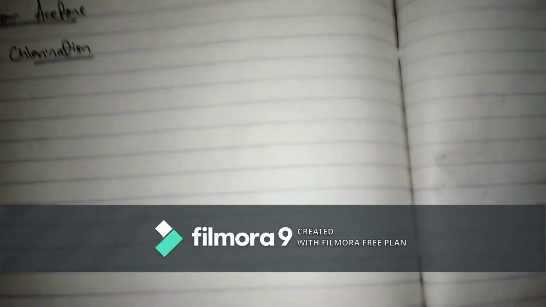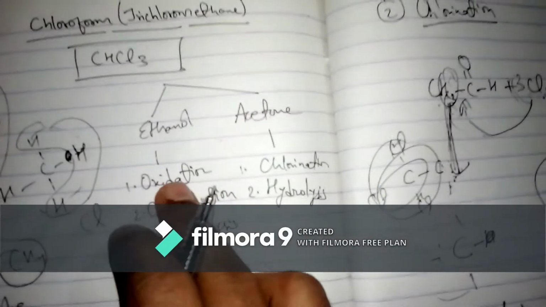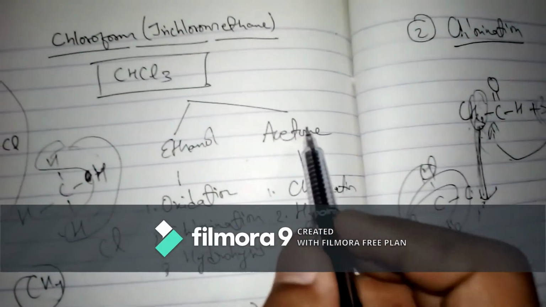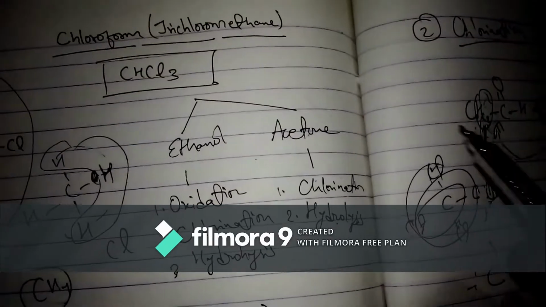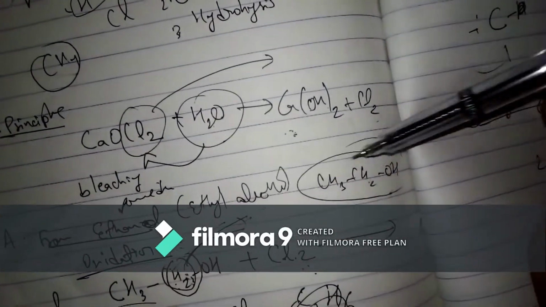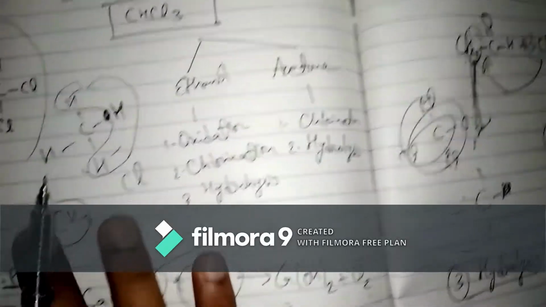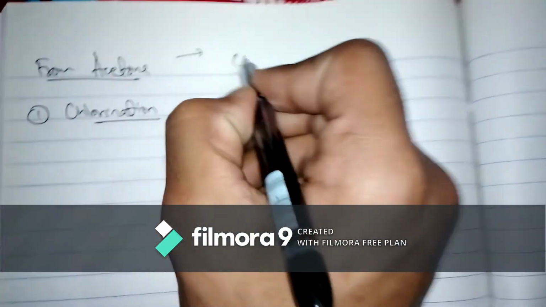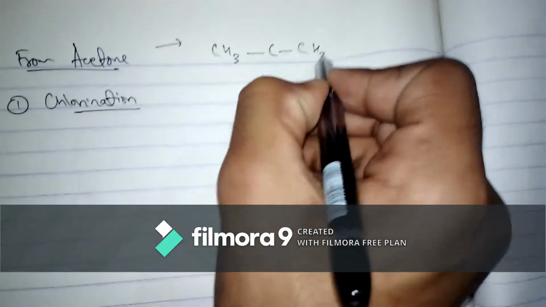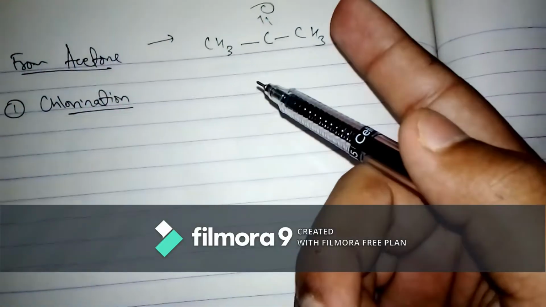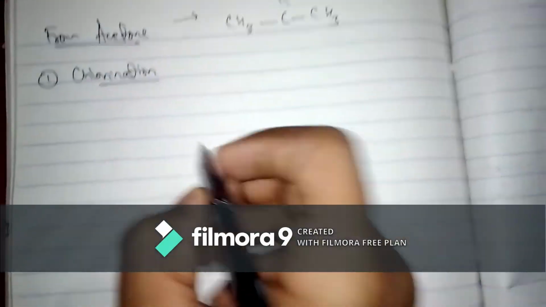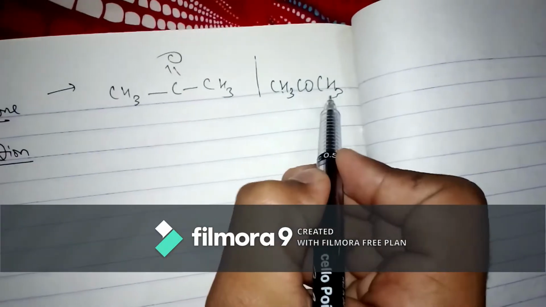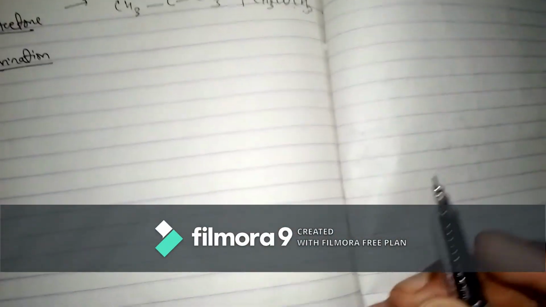So we know that in acetone there is no oxidation, directly chlorination and hydrolysis. So first of all chlorination occurs, but before that we need to remember the structure of acetone. We remember the structure of ethanol, and in a similar way we need to remember the structure of acetone. Acetone is actually much easier to remember. It is simple: CH3COCH3. This is the real structure which we will be using, but for remembering it is just CH3 on both sides, just add CO in between.